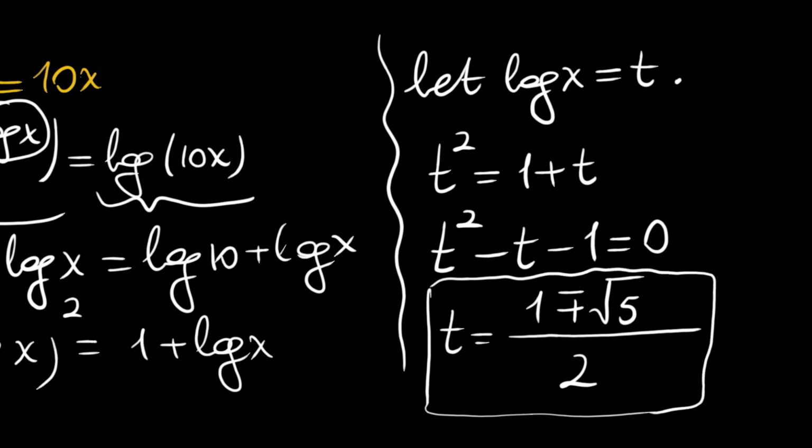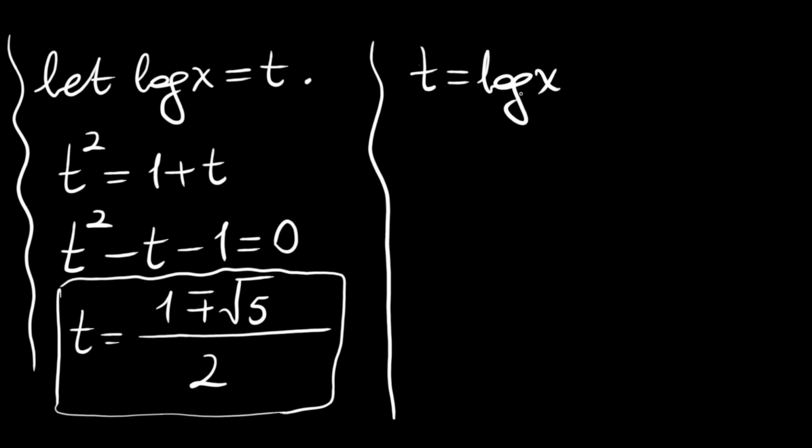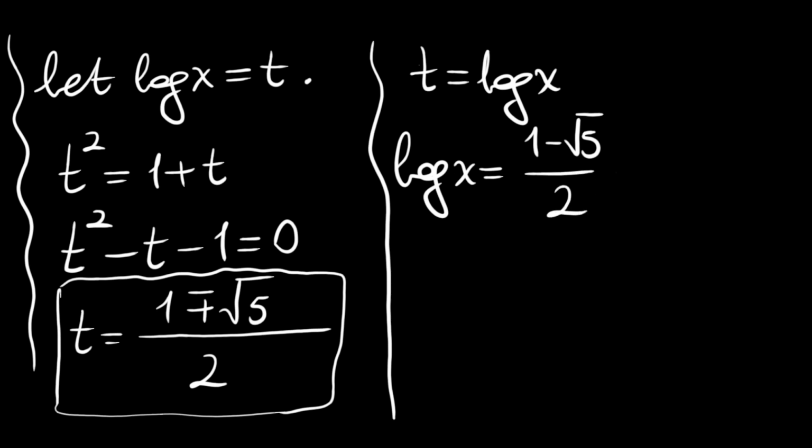Now my friends, since t is equal to log x, we have log x is equal to 1 minus root 5 divided by 2. From this, x is equal to 10 to the power of (1 minus root 5) divided by 2.